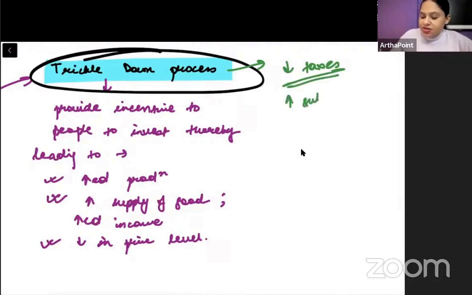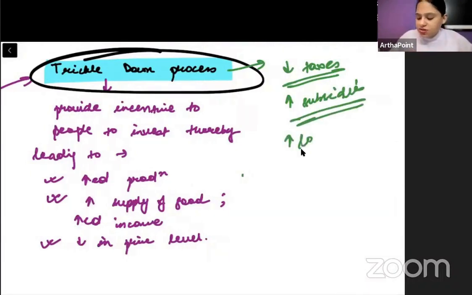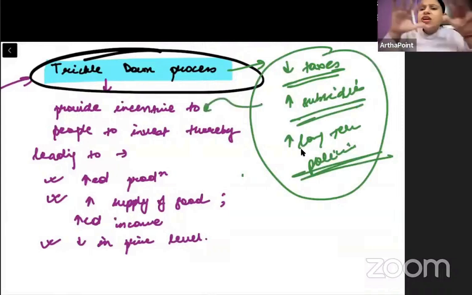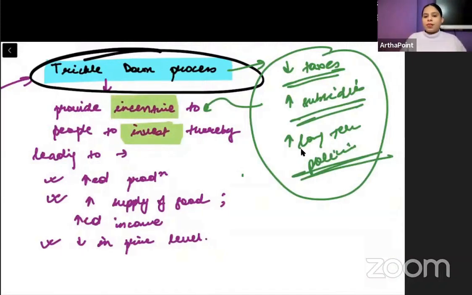By giving subsidies, right? By bringing some long-term policies that if you invest for 5 years, your return will double, या ऐसा कुछ. So we need to give them some incentive. कुछ एक incentive दो उन्हें. Why we need to give them incentive? So that they can go ahead and they can invest more.